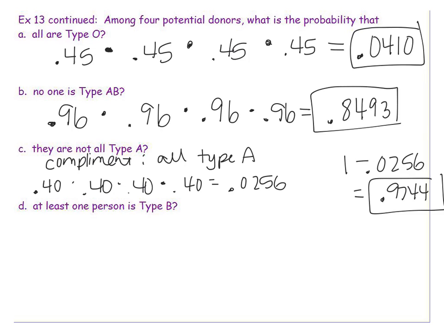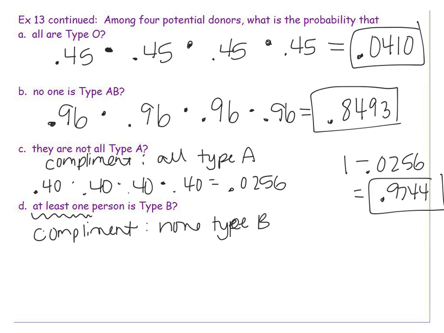Last one on this slide. At least one person is type B. This is very similar to C. At least one person could be 1 person, 2 people, 3 people, or 4 people. Again, it's just so many cases that it's not easy to calculate. So we're going to use the complement. The complement of at least 1 is that none are type B.